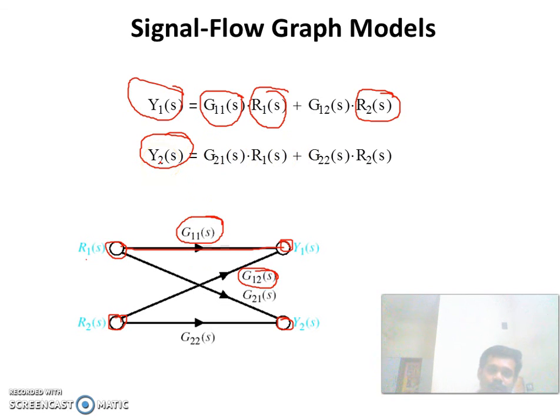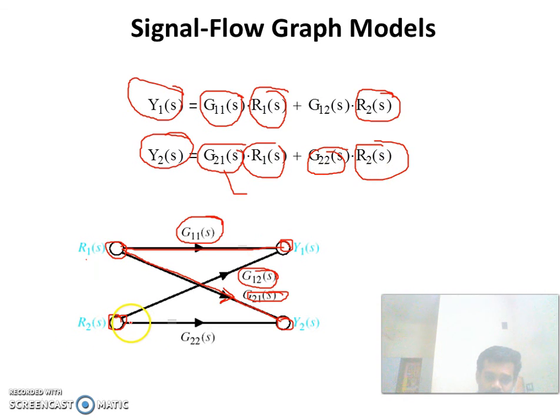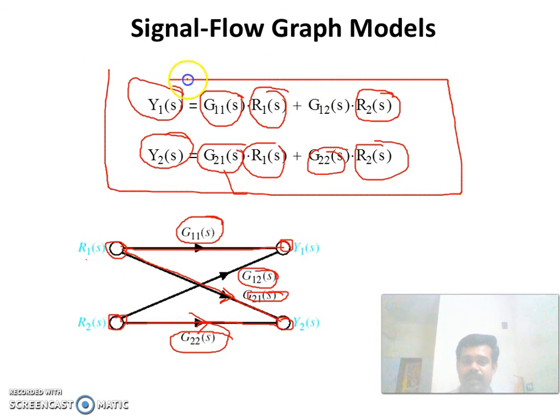Similarly, what is Y2 of S? Y2 of S is equal to G21 of S into R1 of S. So we draw a branch between R1 of S and Y2 of S and put the gain as G21 of S. Next is G22 of S into R2 of S. So here you have R2 of S, and you draw a branch between R2 and Y2 and put the gain G22 of S. So we have converted this set of equations into a signal flow graph.